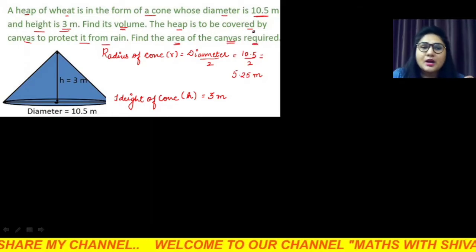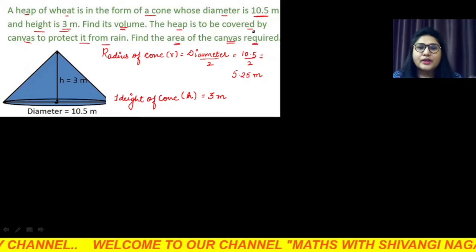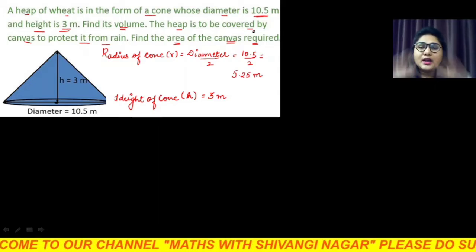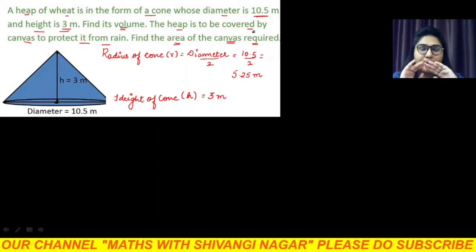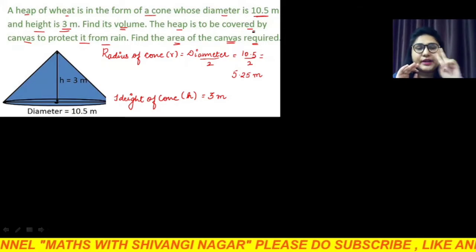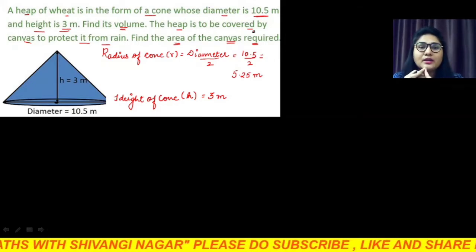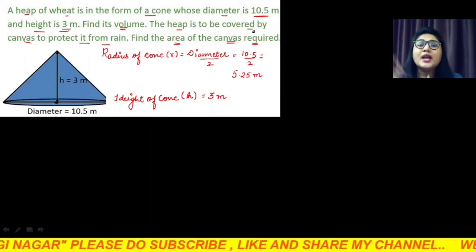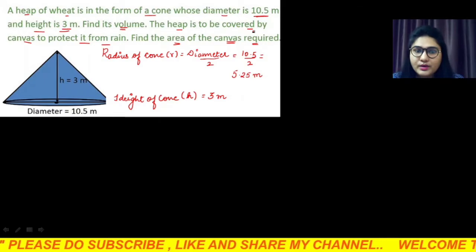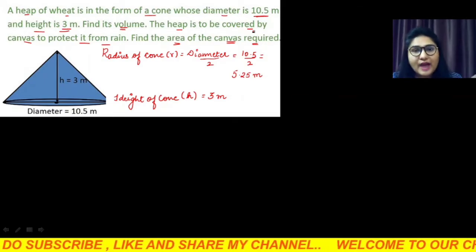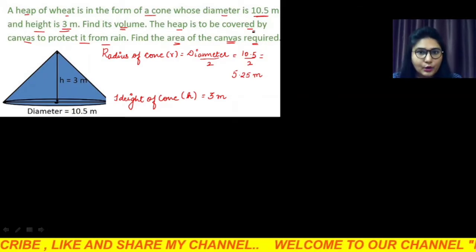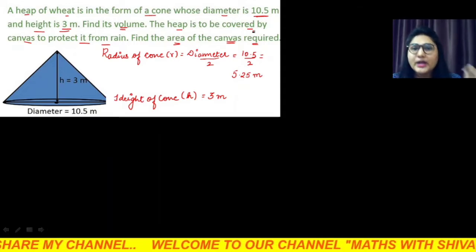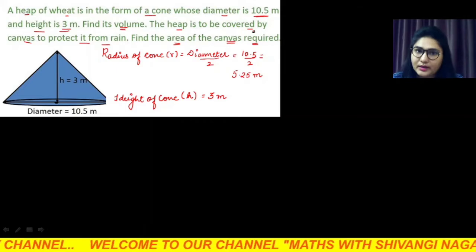Now see, when we are putting the canvas on that heap, obviously we are putting it on its curved surface area part. So the second part, after finding the volume, what we need to calculate, the area of the canvas required, can I say it is equal to the curved surface area of the cone? Yes. So first we will find the volume and then we will find the curved surface area of that conical shape heap of wheat, right?